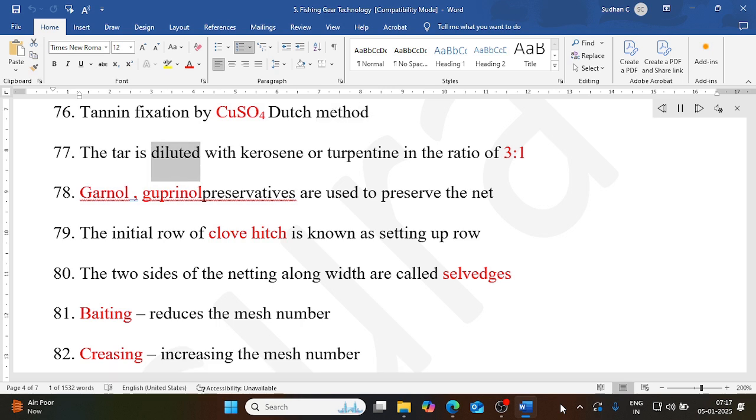Tar is diluted with kerosene or turpentine in the ratio of 3:1. Cuprinol and similar preservatives are used to preserve the net. The initial row of clove hitch is known as the setting up row. The two sides of the netting along the width are called selvages. Baiting reduces the mesh number. Creasing increases the mesh number.